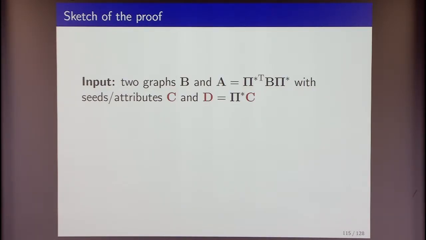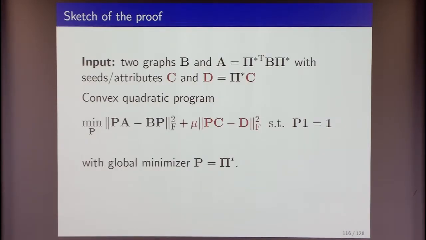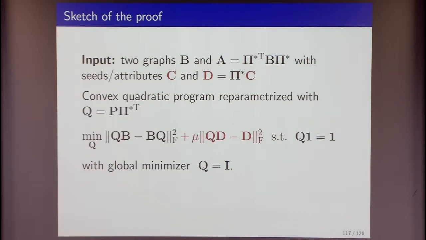Okay, so basically I would like now to add these C and D to disambiguate symmetries. And we have this convex quadratic program with positive mu. And the global minimizer is of course pi star, because if I substitute pi star here, I will get 0 in the objective. Again, I can reparameterize it in terms of Q equals P pi star transpose, as we did before. And the global minimizer will now become Q equals I. Basically, it is equivalent to assuming that the two graphs have the vertices numbered in the same way. And I would like to show that this minimizer will be unique.